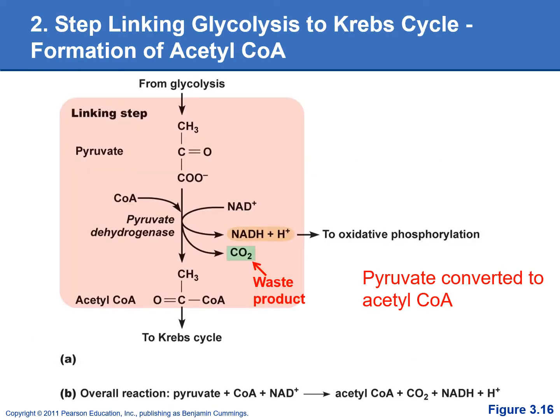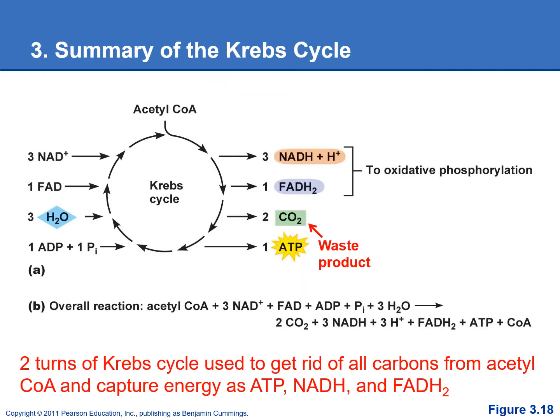Then step 2 of aerobic respiration, we're going to be forming acetyl-CoA. This occurs in the mitochondria. We'll take the pyruvate and make that into acetyl-CoA. As we do that, we're going to chop off one of the carbons, and that becomes carbon dioxide, which is a waste product, which we'll exhale.